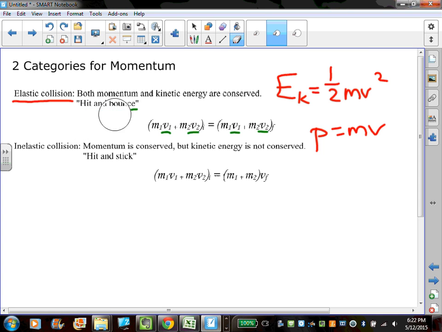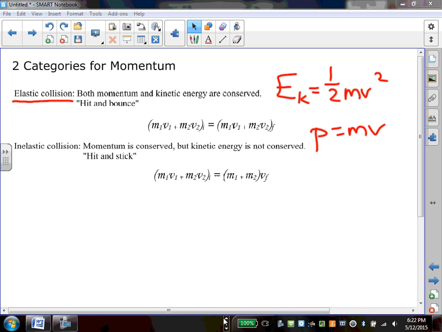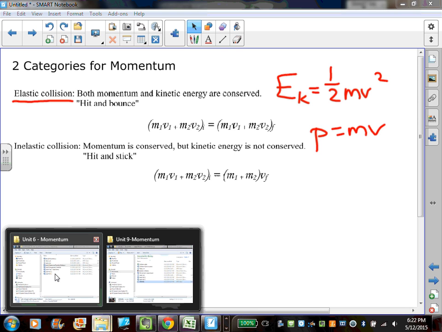The other one that we could have done with those red carts, but we didn't end up doing, would be an inelastic collision. So I have a video of an inelastic collision that I would like to show you.